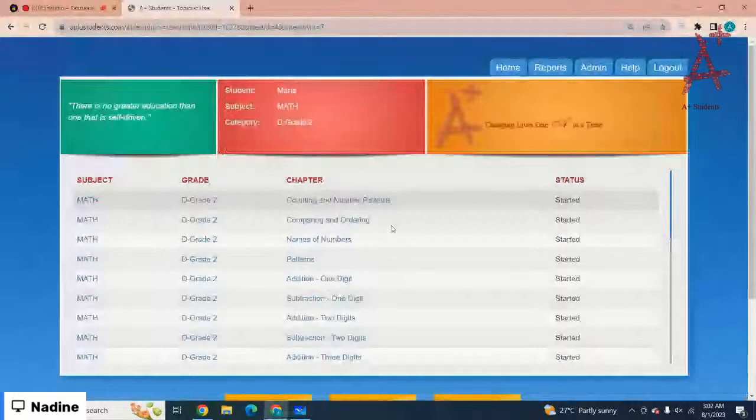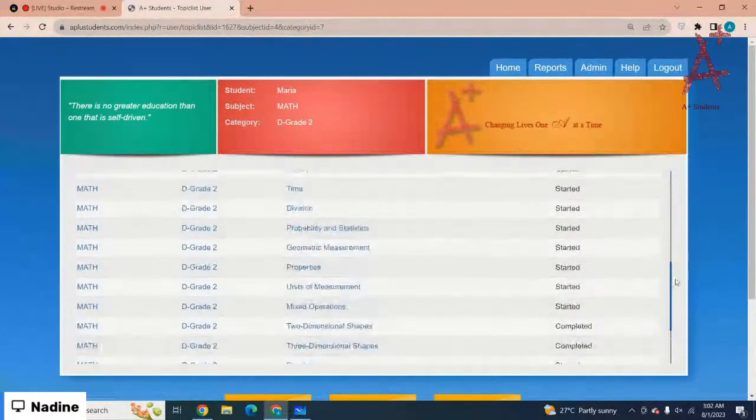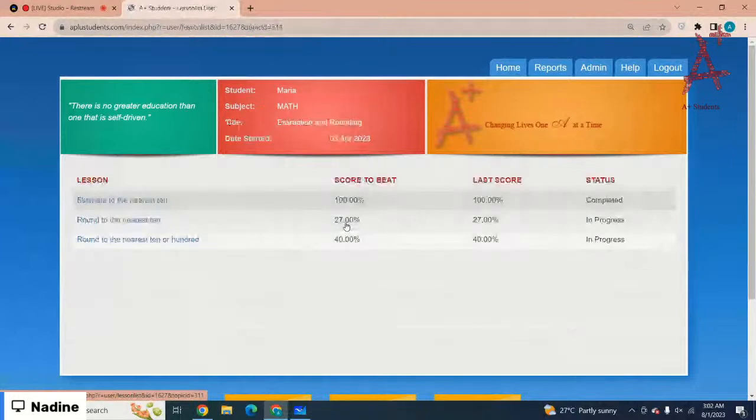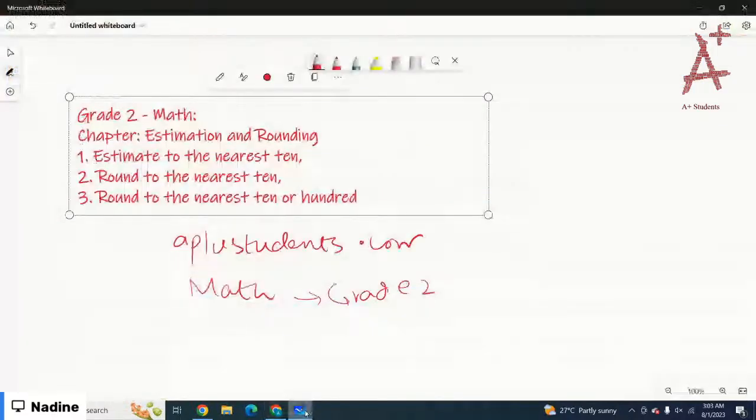Okay, here I'm on grade 2 maths. Chapter is estimation and rounding, here it is. So let's just start with the first lesson, estimate to the nearest 10. Okay, estimate 14 to the nearest 10. So you are given 14, you have to estimate it to the nearest 10.